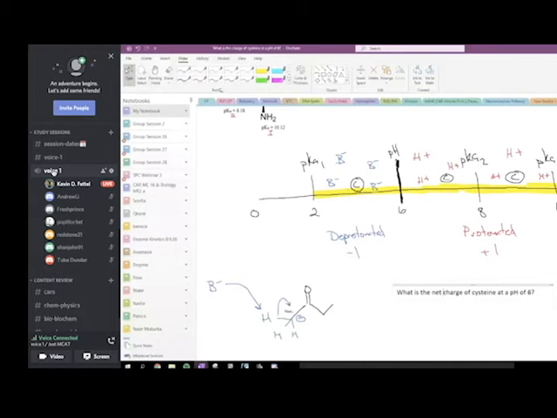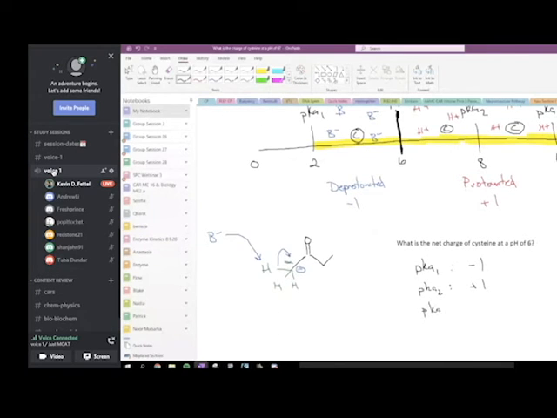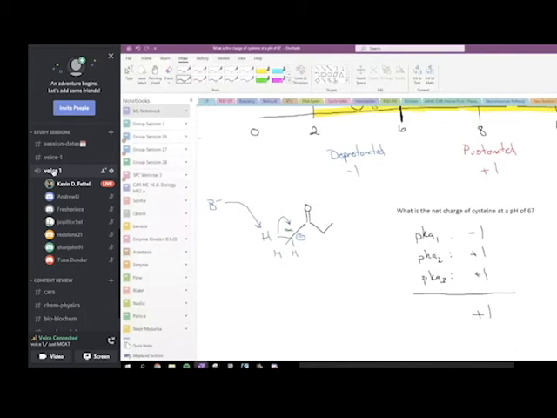Well, if we look at the charge count, we've got one negative group, one minus for pKa1. For pKa2, we've got a +1. And for pKa3, we also have a +1. And the total charge is just going to be +1. Okay. So that is the answer. That's what we want. Maybe I'll use a green check mark to indicate that it's correct.